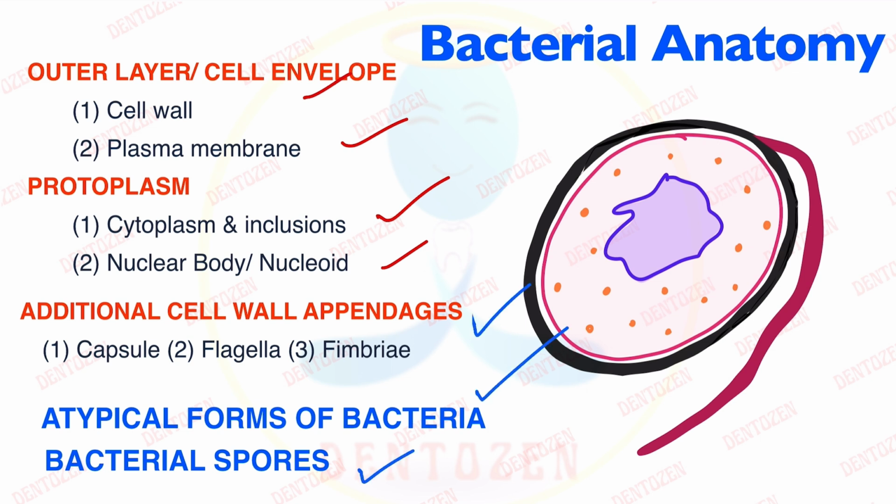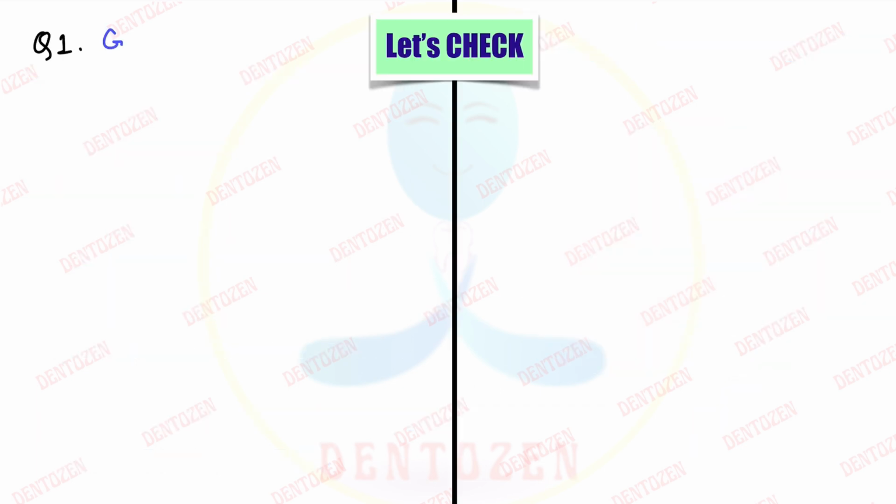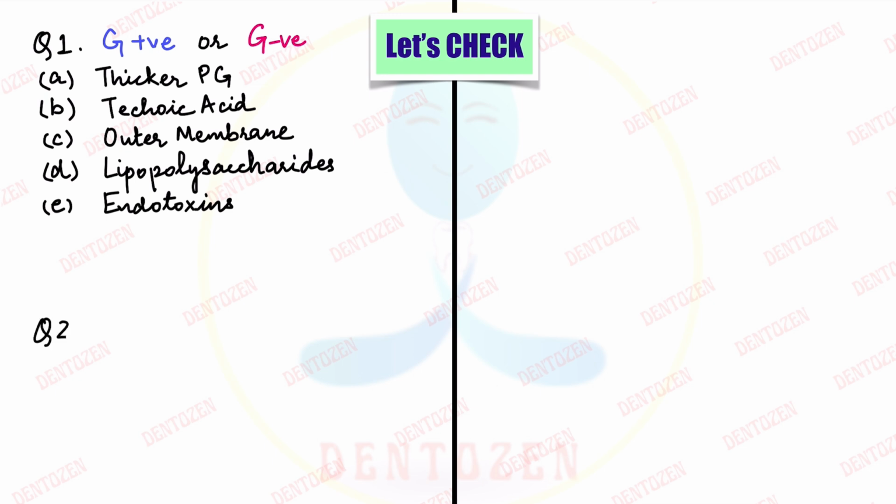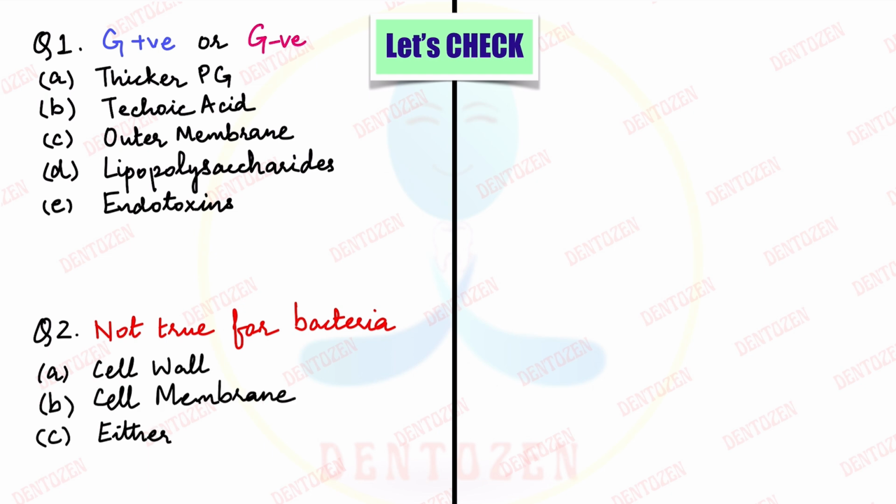So let's check what have you learned. So first question, where do you see this? Whether in gram positive or gram negative, where you find thicker peptidoglycan, teichoic acid, outer membrane, lipopolysaccharides, and endotoxins. You have to choose one. Then second is not true for bacteria. They have cell wall, they have cell membrane, they have either DNA or RNA, and then they are unicellular. So out of these, which one is wrong?